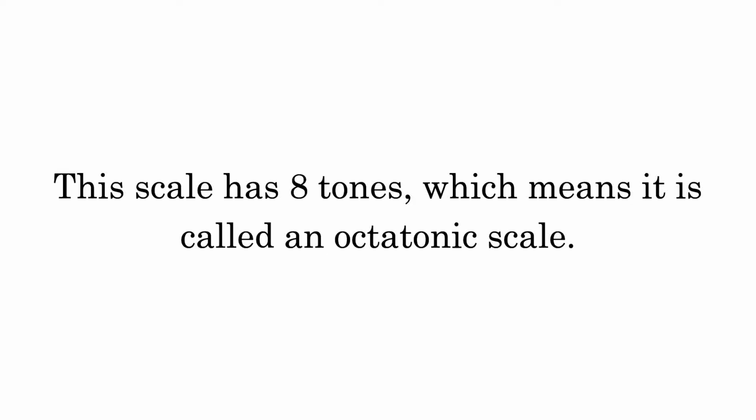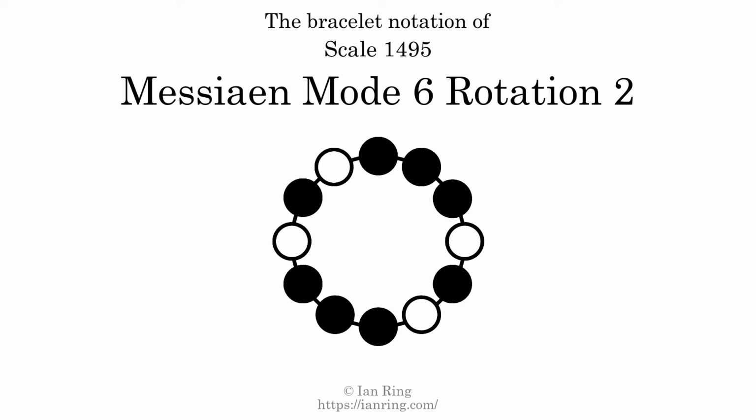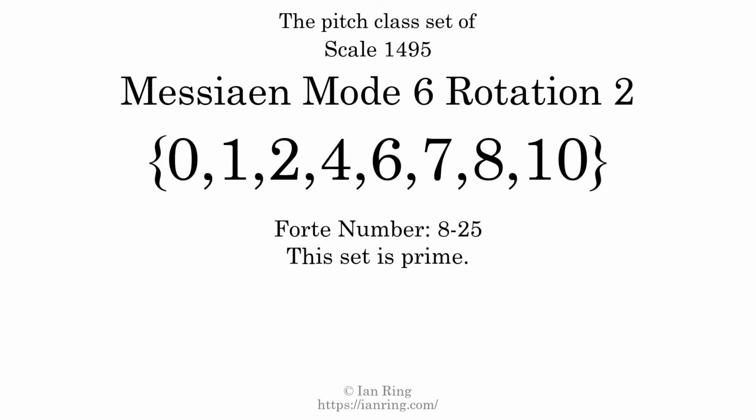This scale has 8 tones, which means it is called an octatonic scale. This is a bracelet notation diagram of scale 1495. The shaded circles represent tones that appear in the scale, and they are read clockwise, starting at the top. The pitch class set for this scale is 0, 1, 2, 4, 6, 7, 8, 10. The fault class is 825.